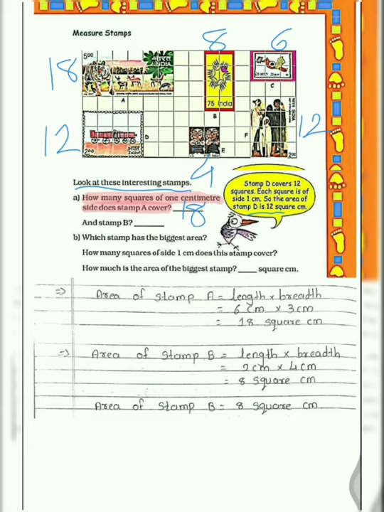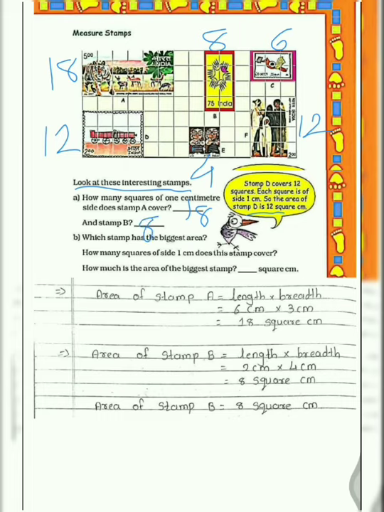Clear everyone? So the A1 question is how many squares of 1 centimeter side does stamp A cover. So the answer will be what? 18. In A1 another question is given about stamp B. So for stamp B we will write 8. Students, you have to copy these questions in your notebook and write down the answers also. Clear? Getting it or not?